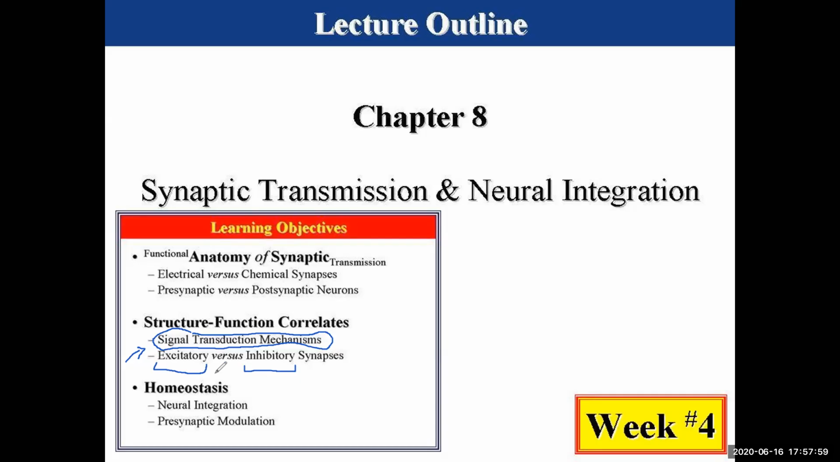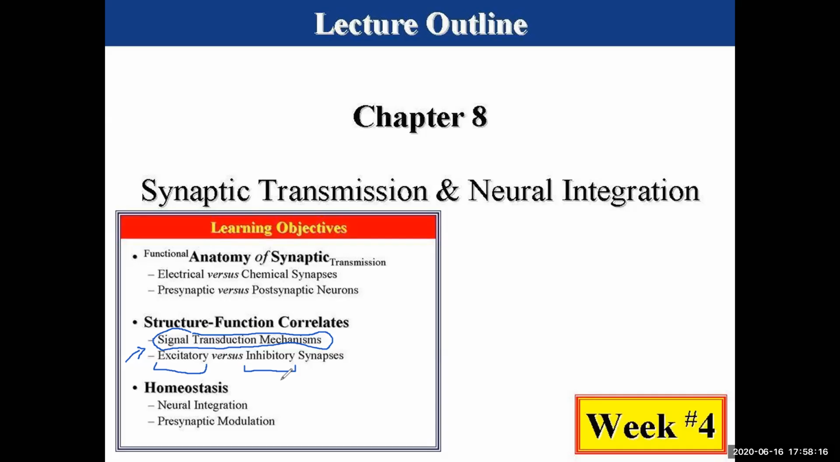And we know that already, right? So excitatory neurotransmitters are acetylcholine, ACh, ATP, glutamate, and serotonin. Inhibitory are GABA and glycine. We learned that, but now in chapter 8, we learn the details about it.